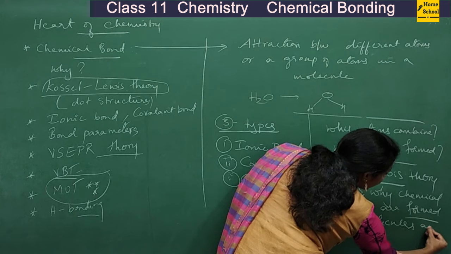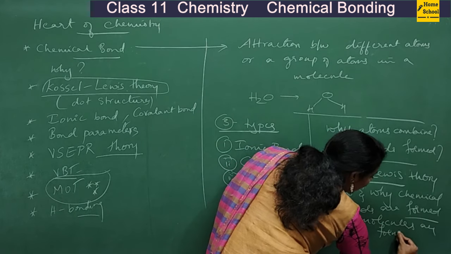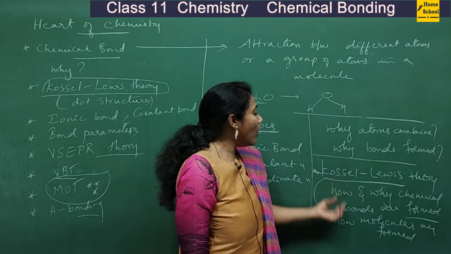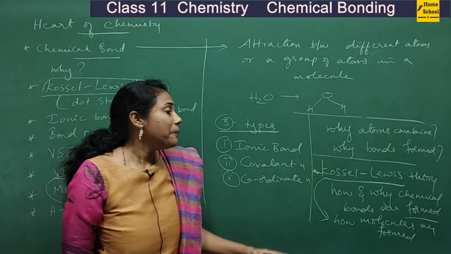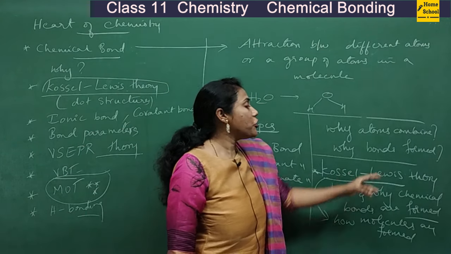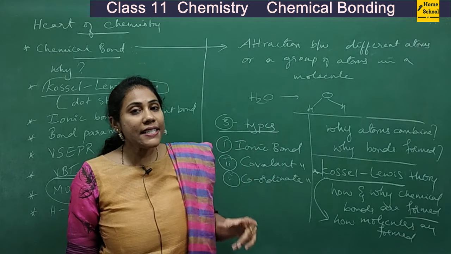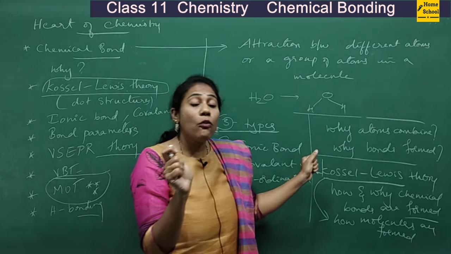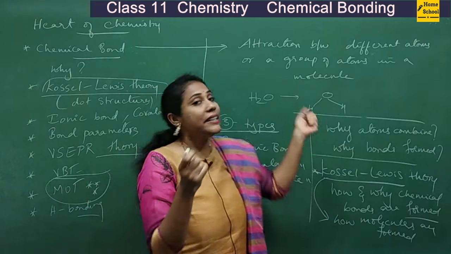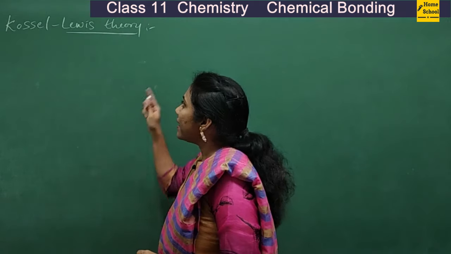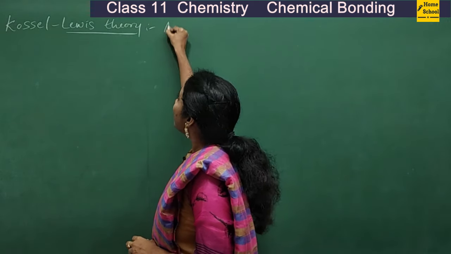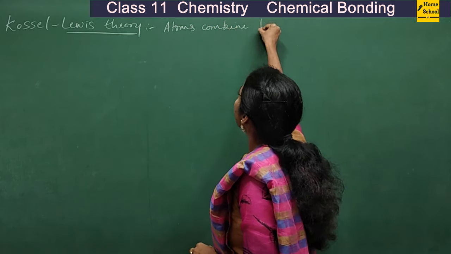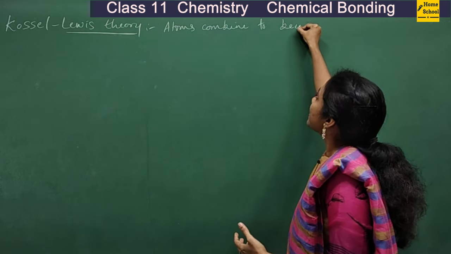Molecule in the sense what? It is a group of atoms. So when atoms combine, molecules are formed. Exactly how and why molecules are formed is what is explained by Kossel and Lewis theory. Let us see what they tell about why atoms actually combine. According to this theory, atoms combine to get stability. They combine to become stable.